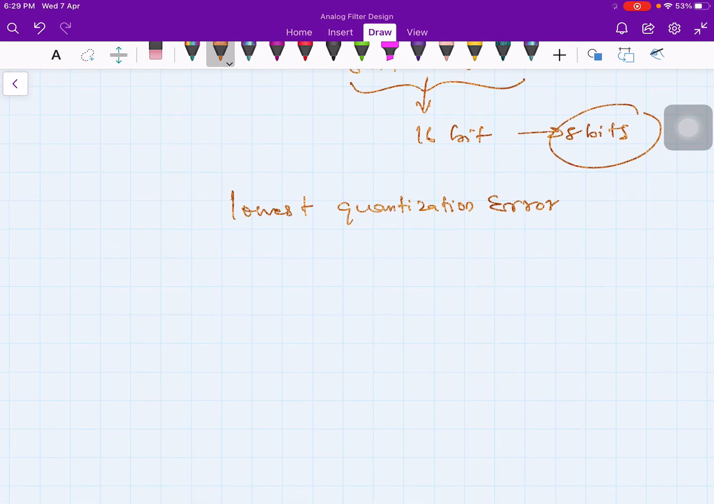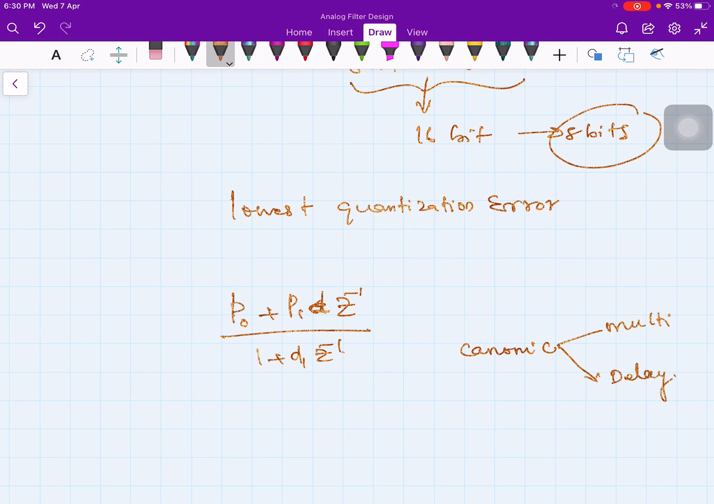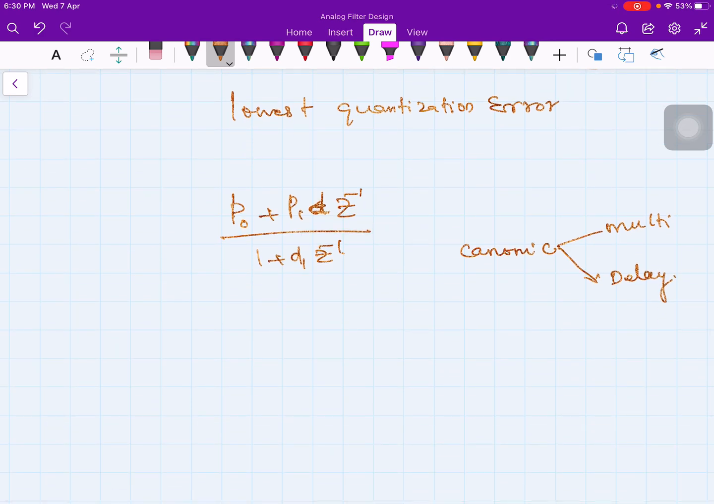And in the last lecture we also showed how to derive two structures for the transfer function P0 plus P1 Z inverse divided by 1 plus D1 Z inverse, and we showed that one can make the structure canonic with respect to multipliers and with respect to delay. We will expand on this today to see how a general IIR transfer function can be realized by a canonic structure. When I say canonic, what I mean is canonic in both delays and multipliers.